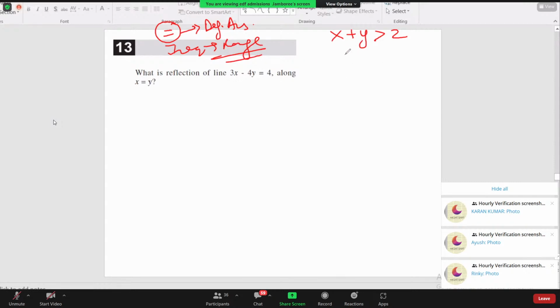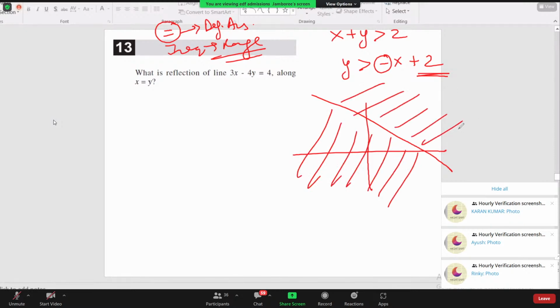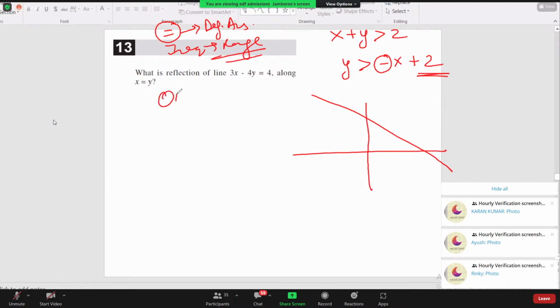So first of all, we are going to write it in the same manner, that is y is greater than minus x plus 2. So we'll get to know that this line will have negative slope with positive y-intercept. So negative slope with positive y-intercept will be this particular line. After this, we need to figure out whether the points below this line will solve or follow this inequality, or the points above this line will solve or follow the inequality. So to find out that particular range, whether the points above this line or below this line satisfy, we basically do the origin test with the original equation.